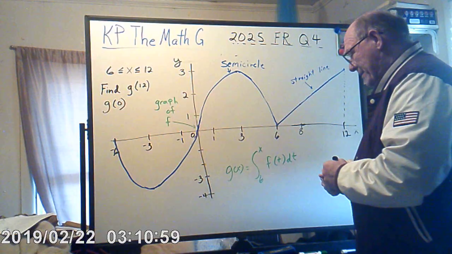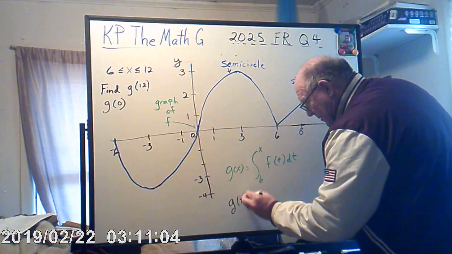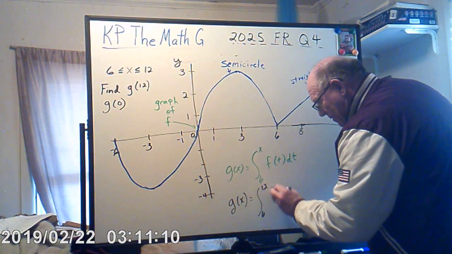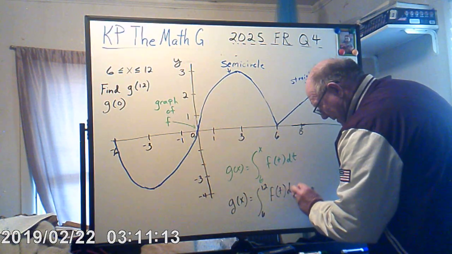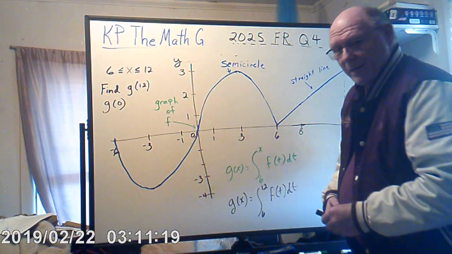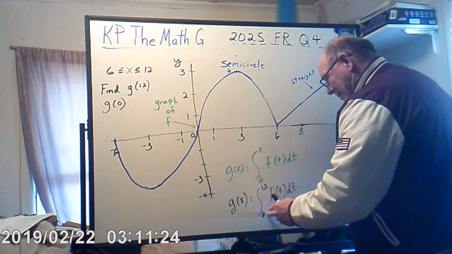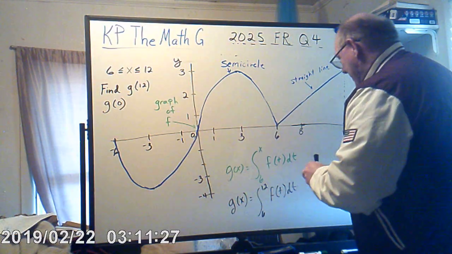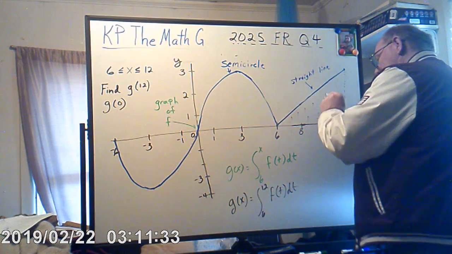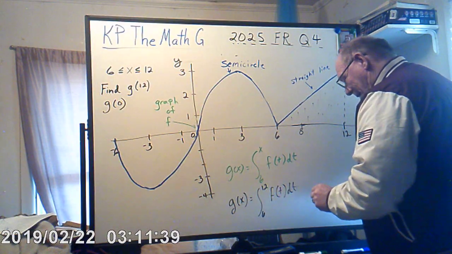Okay, so G at 12. You're just going to use this form right here. You've got the 6 already given to you. The integral of f of t dt. Don't worry about the t, really don't worry about that. Just worry about doing this from 6 to 12. This area here is what's under consideration. This is the area, from 6 to 12. So the area is 1/2 the base times the height.